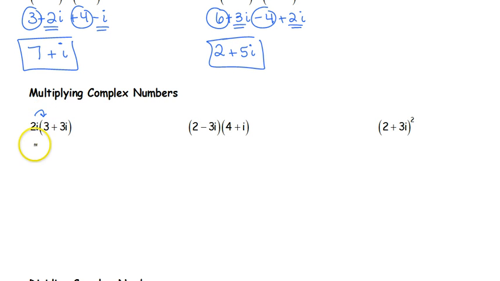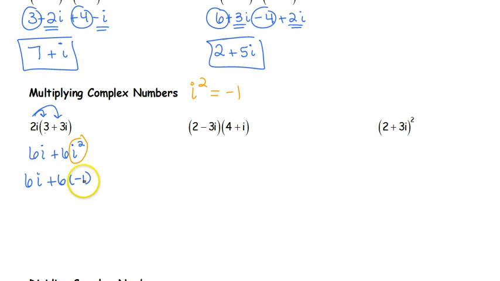We distribute that 2i, so 2i times 3 is going to become 6i. 2i times 3i is going to become 6i squared. So the i is going to be very similar to a variable, like if I was distributing a 2x. Now 2i can't be simplified, but don't forget i squared is the same thing as a negative 1. So I'm going to take out that i squared and put in a negative 1. So that's 6i plus 6 times a negative 1, 6i minus 6.